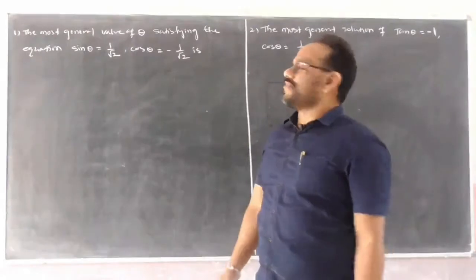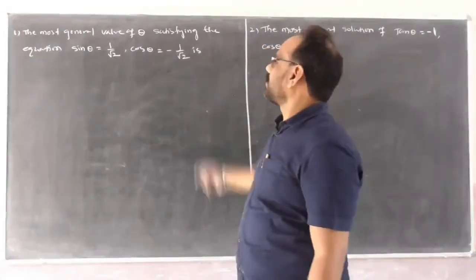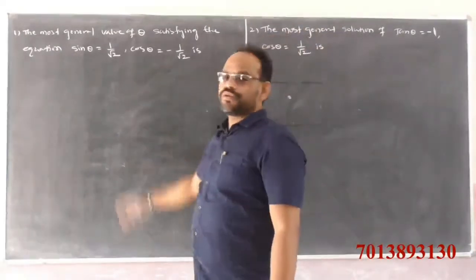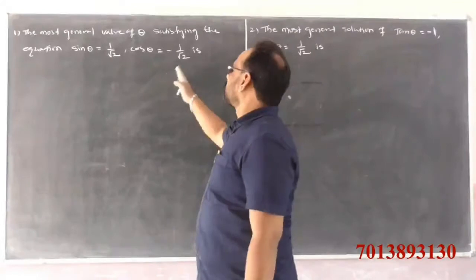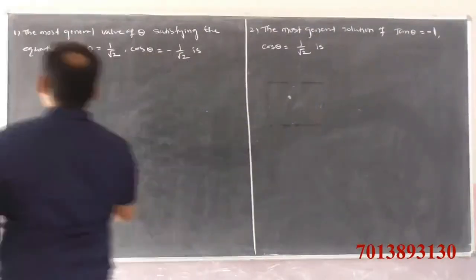The most general value of theta that satisfies the equation sin theta is equal to 1 by root 2, cos theta is equal to minus 1 by square root of 2. They gave the solution.